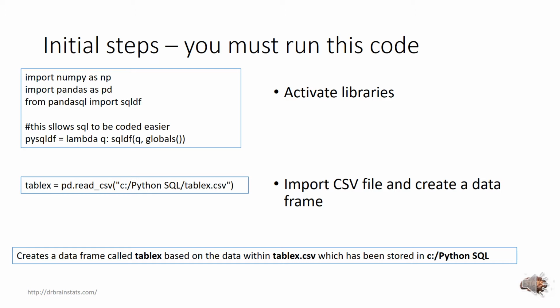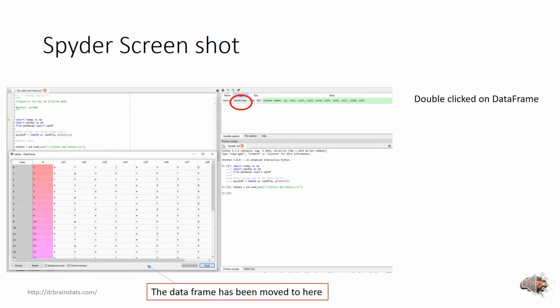Before we can use SQL in Python, we need to activate the libraries and we need to create a command called py_SQL_df. Secondly, we need to import our CSV file to create a data frame. The code creates a data frame called tablex based on the data within tablex.csv, which in this case has to be stored in the C drive under folder Python SQL. This course was created using Spyder, only because it allows me to view the data frames with ease by just double clicking on the data frame required, as shown on the screenshot.